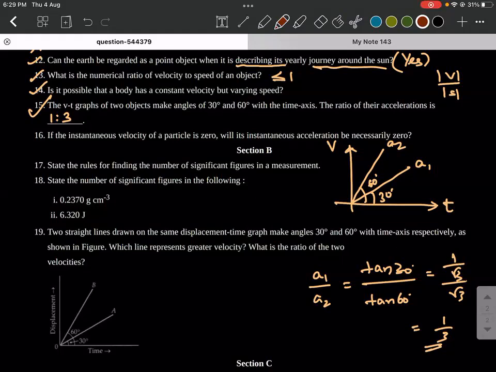16th one, what is the answer? Let them complete. If the instantaneous velocity of a particle is 0, is the instantaneous acceleration necessarily 0? Whatever answer you give, give me a valid reason for it. If the instantaneous velocity of a particle is 0, it means at a particular instant, the particle has 0 velocity. At that instant, can I say that the acceleration is also 0?